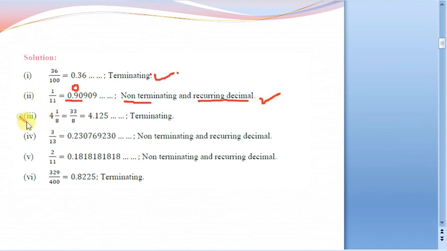Now let us move to the third one. It is going to be a mixed fraction. First of all, convert this mixed fraction into an improper fraction. So 4 1 by 8 means 4 into 8, 32, 32 plus 1, 33, so 33 by 8. For this 33, we need to divide with 8. Just perform the normal division and that comes to be 4.125. Since it has ended, that is going to be terminating.